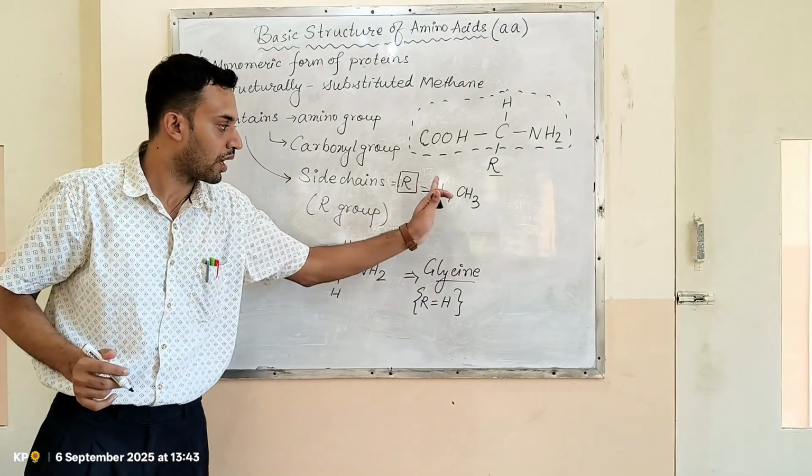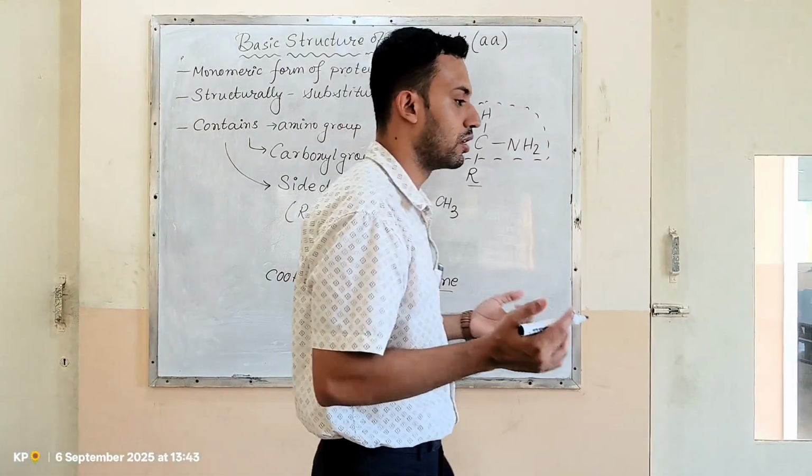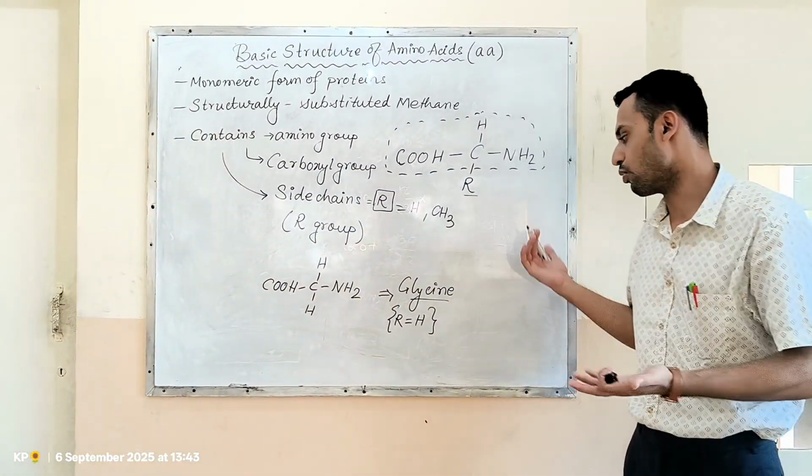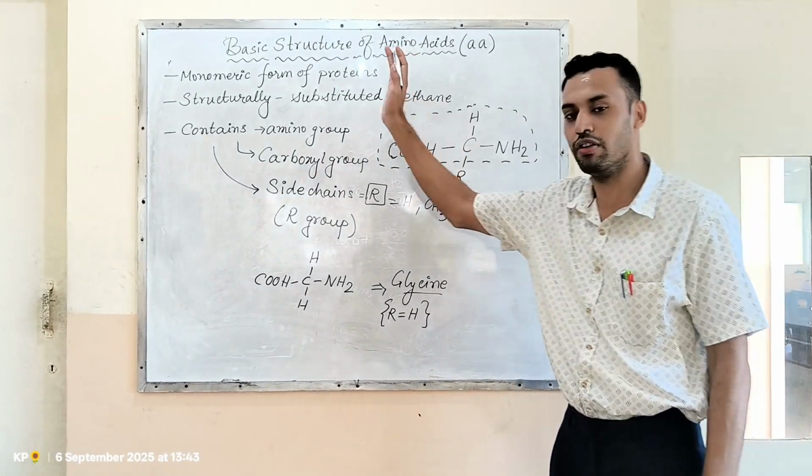Similarly, if the R group is a methyl group, it will become alanine. If it is the phenyl group, it will become phenylalanine, and so on. So, based on the different R groups, the amino acid structure will vary.